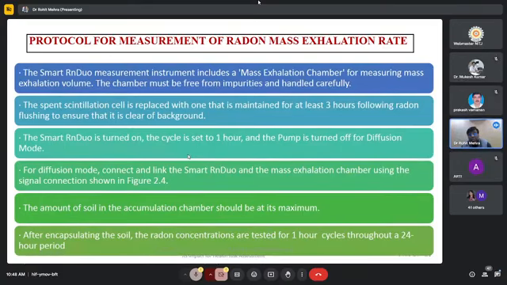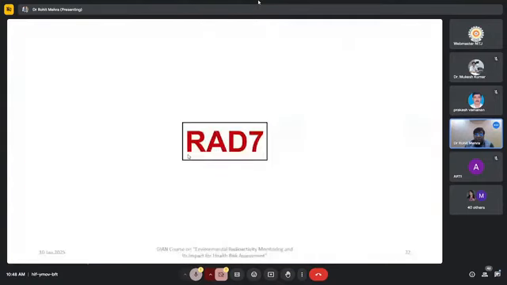Then the smart radon meter is turned on. The cycle is set to 1 hour and the pump is turned off for diffusion mode. Now we are not sucking. We are just allowing the radon to diffuse out of the soil, and the pump is turned off, and only due to the diffusion process is some radon entering the chamber.